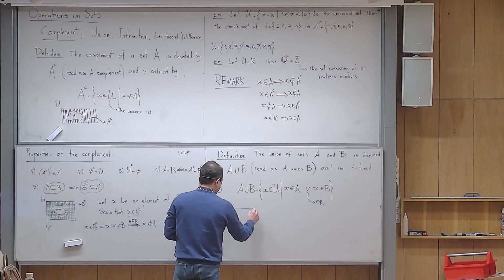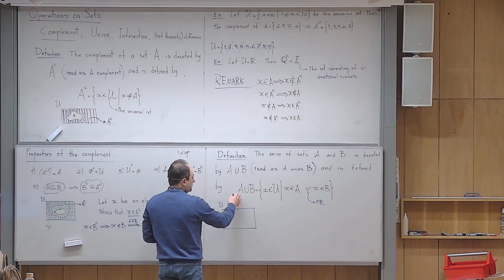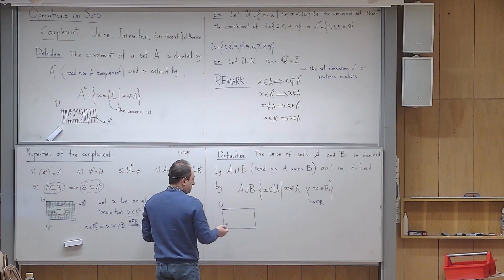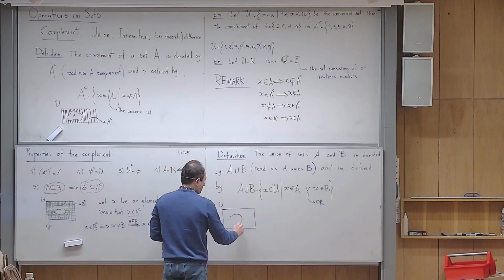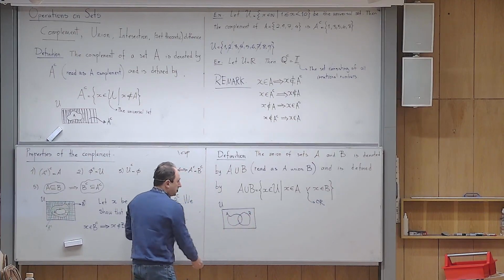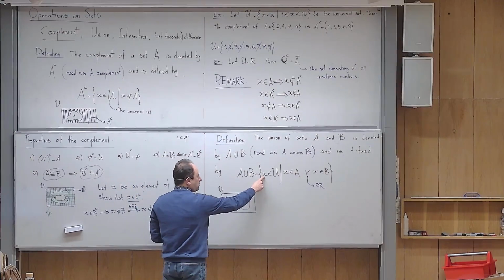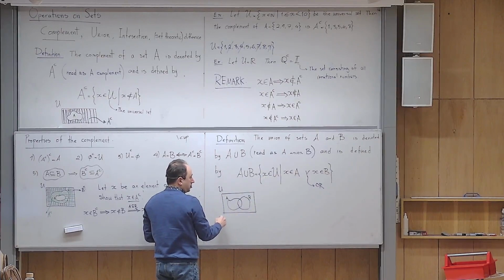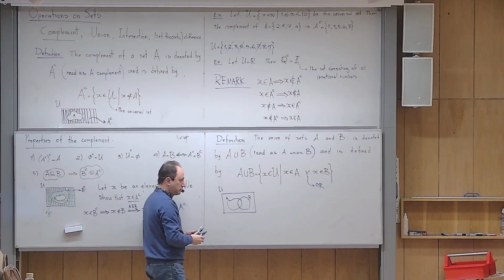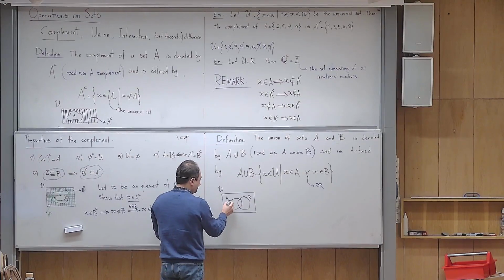So if I have this universal set, and I haven't mentioned anything regarding A and B, let me draw, for example, this for A. Let me also draw this for B. What do I mean by the union? The union of these two sets includes all the elements in this rectangle which are either in A or in B or in both. So where are they? These are here. Is this part acceptable? Yes.